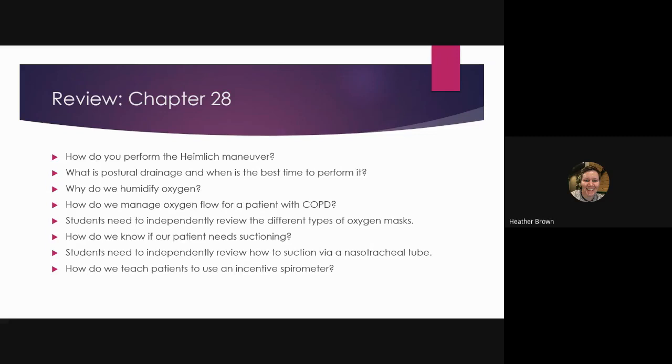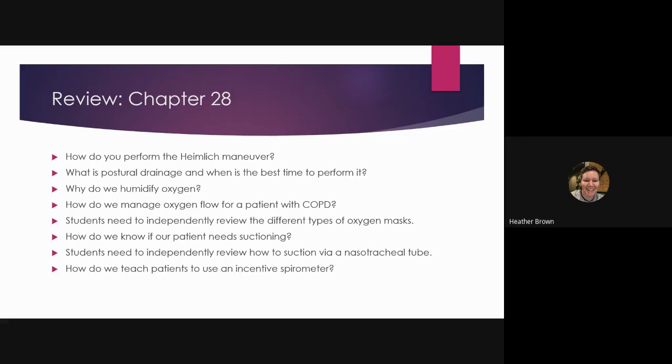All right, so why do we humidify oxygen? Why do we add a humidifier to oxygen? Ooh, Sean, man, it's nice to hear from you. Awesome thought in there. So it helps moisten it, right? So oxygen is very drying. Oxygen dries out our mucous membranes. Very true.